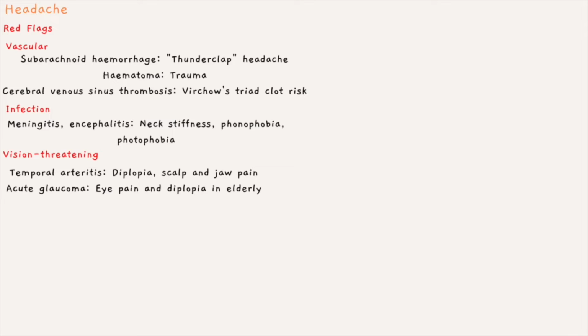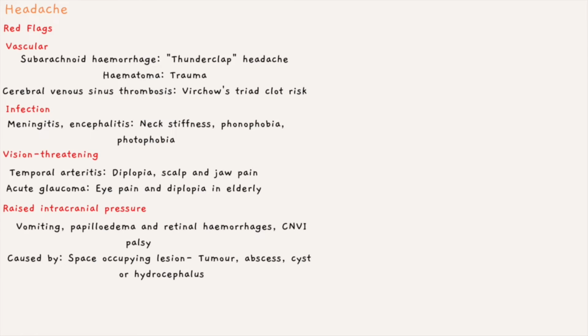Vision-threatening causes include temporal arteritis, or GCA, giant cell arteritis, and this is characterized by diplopia, as well as scalp and jaw pain, so the patient may describe it being painful to brush their hair. Acute glaucoma is implied by eye pain and diplopia, especially in the elderly population.